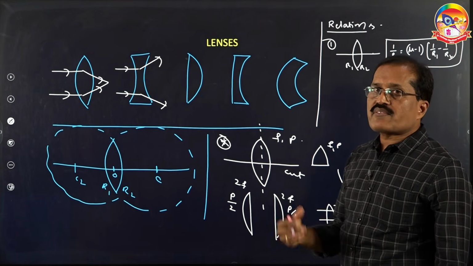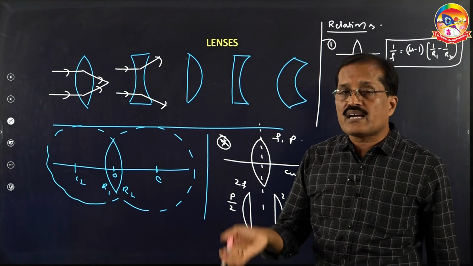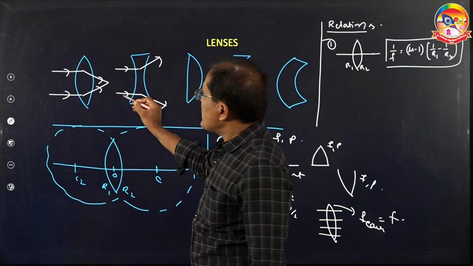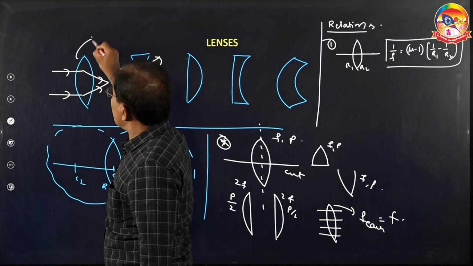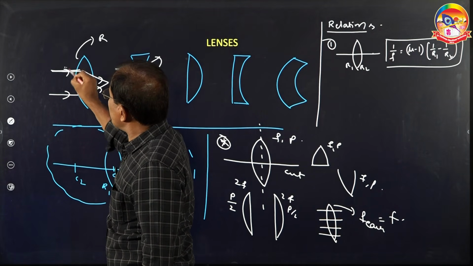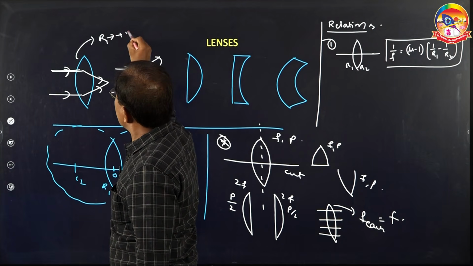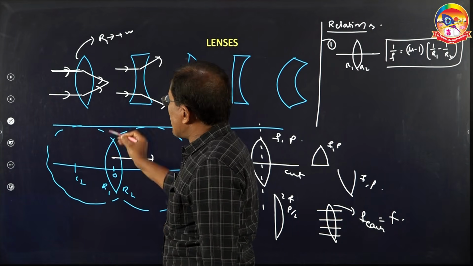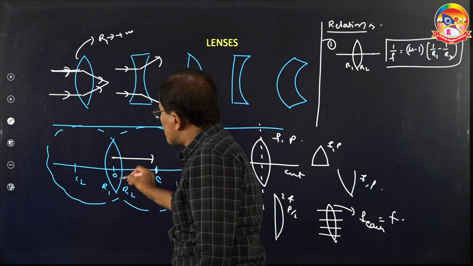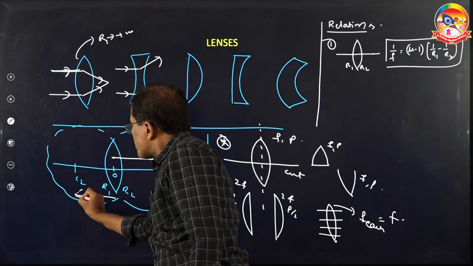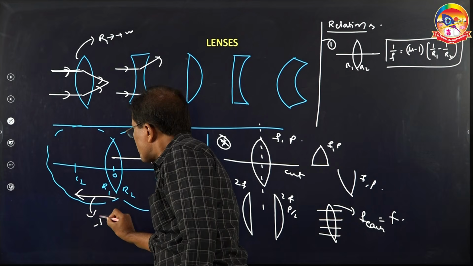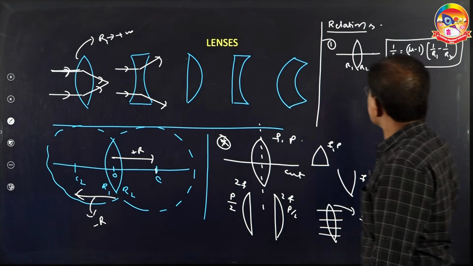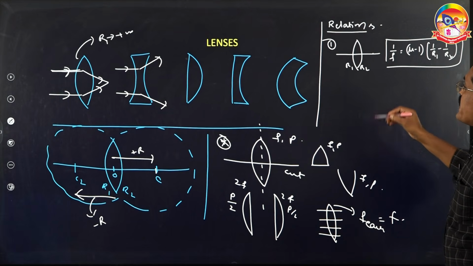Whether the radius of curvature is positive or negative depends upon the kind of lens. In the case of a biconvex lens, if rays are incident like this, R1 is positive because the center of curvature will be on this side. And if you take this surface, the radius of curvature will be negative. Accordingly we can take it. So we will choose that in a question, and I will explain.